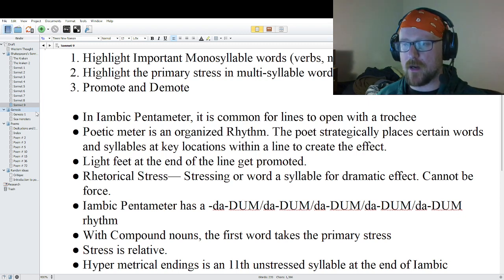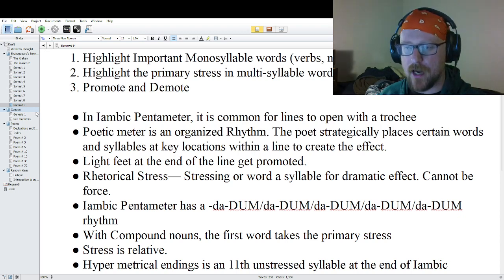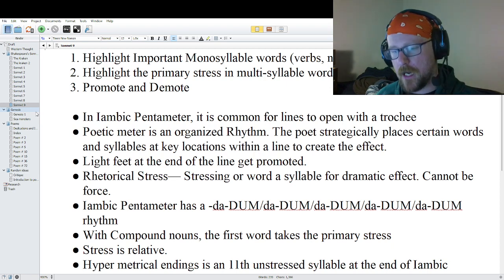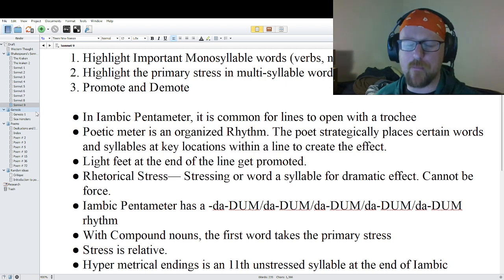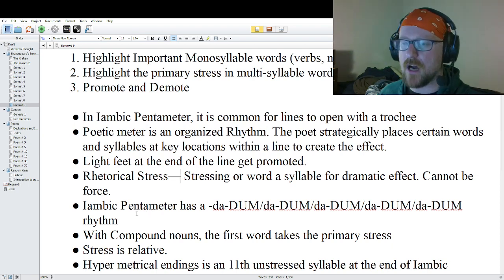Next, we've also talked about how rhetorical stress is stressing a word, and sometimes a syllable, for dramatic effect. This cannot be forced. When we've seen it most, it's usually at the start of a question. If we see an example in this, I'll point it out, but it does not always occur in a poem, and it leaves some ambiguity over what the poet intended. It kind of leaves it to the person reading the poem to decide. We've also talked about promotion, which I'll get into in a little bit: when you have a light foot at the end of a line, it usually gets promoted.